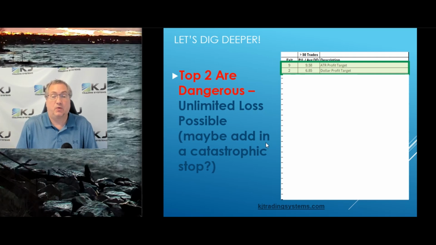The top 2, I'm only going to show you the top 2 here, were both profit targets. One was based on the average true range, and the other one was based on dollars, so a set dollar amount. That could vary during the test, but it's a dollar amount. So, for example, if your open profit hits $3,000, exit. Or if your profit hits 3 times the average true range, exit. Those were the best 2.